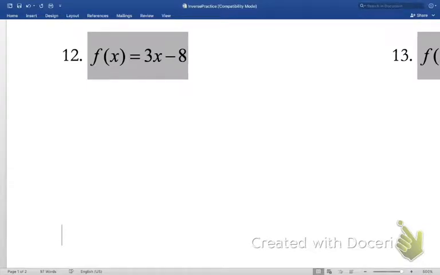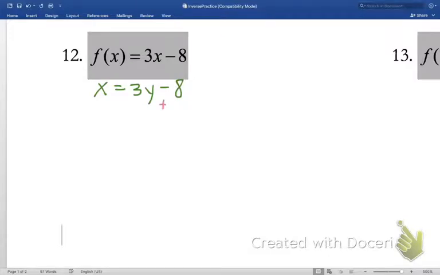So now we're going to do the algebraic. Starting with problem 12, we're doing the algebraic. We've got to find the inverse. So my original equation is f of x equals 3x minus 8. Remember, f of x is the same thing as y. The first step is to switch x and y. So I'm going to write an x where there's an f of x and a y where there is an x. Now I just solve for y.